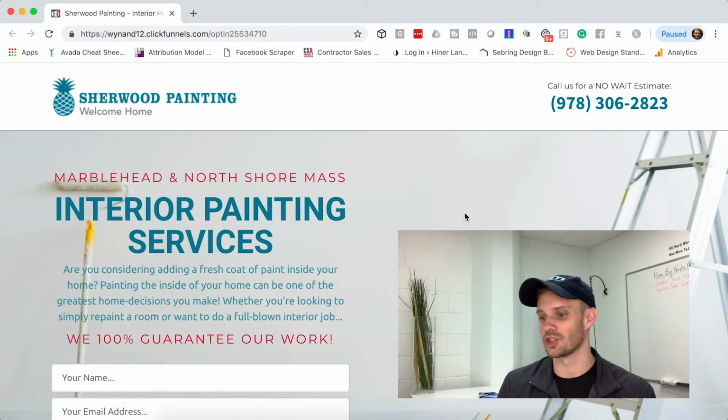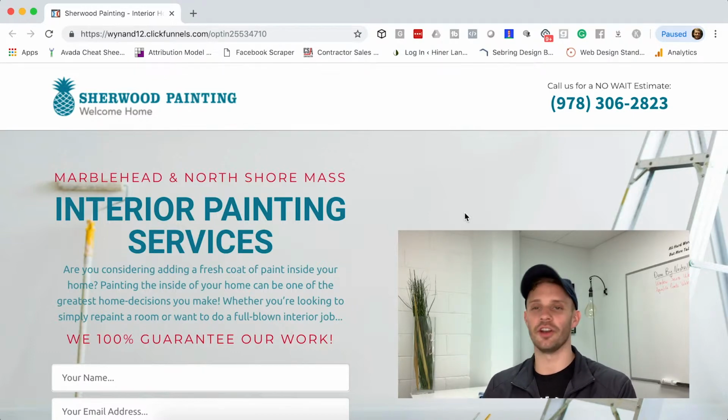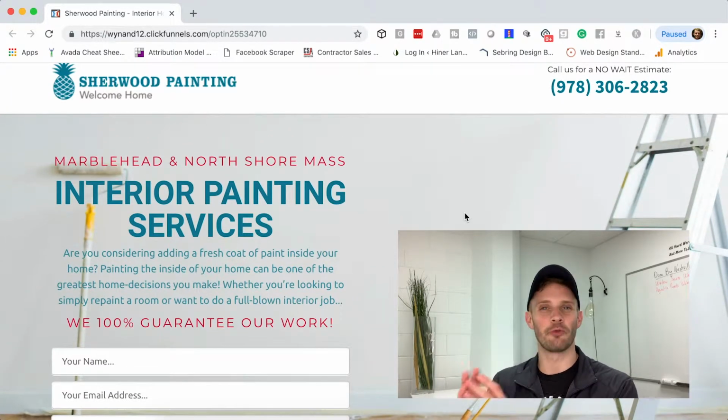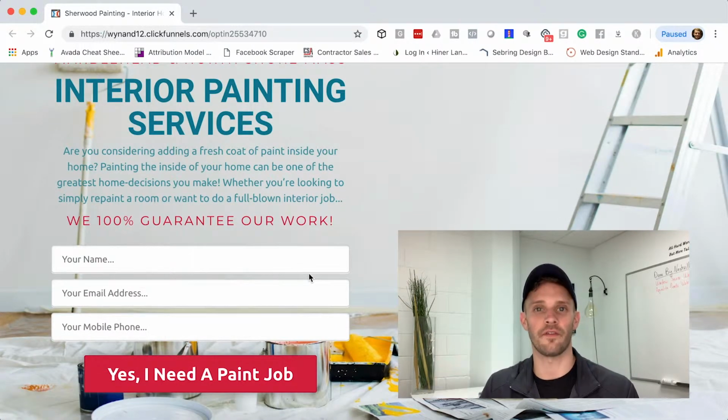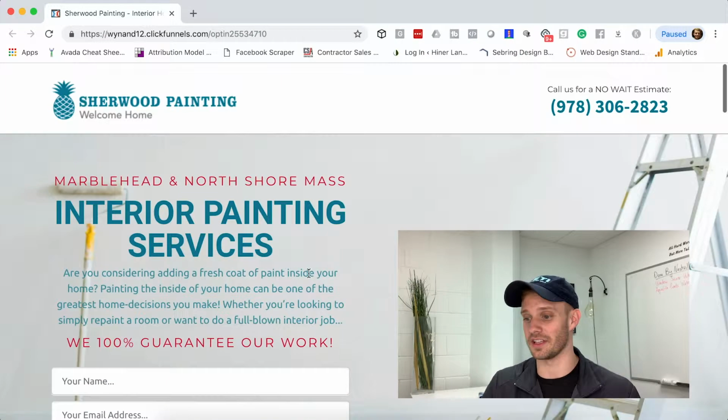So when they come in, the first thing we want to understand is that they really only have one choice on this page, actually two choices, sorry. Either call the phone number directly or fill out a form, and that's it. Those are the only two choices they really have.